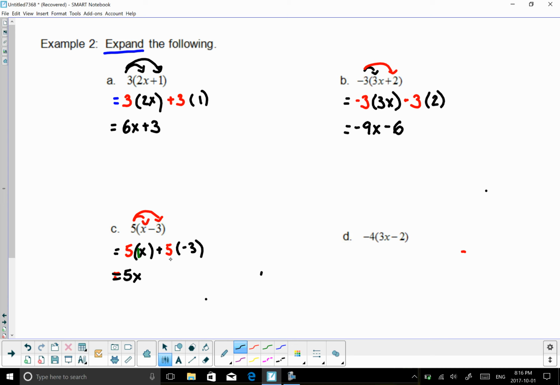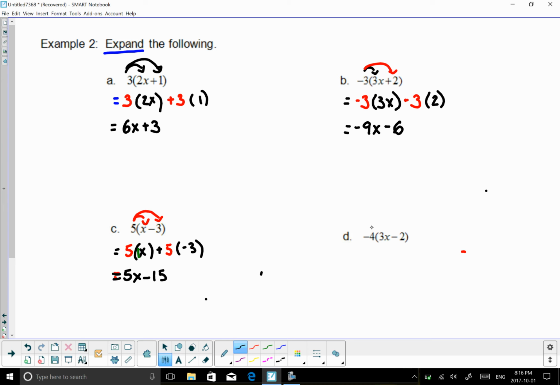And then here it's 5 times negative 3. So 5 times negative 3 is going to be a negative answer. So it's 1 positive, 1 negative. 5 times negative 3 is going to be negative 15. Again, notice these are not like terms.